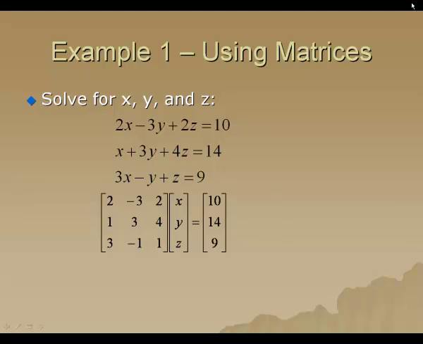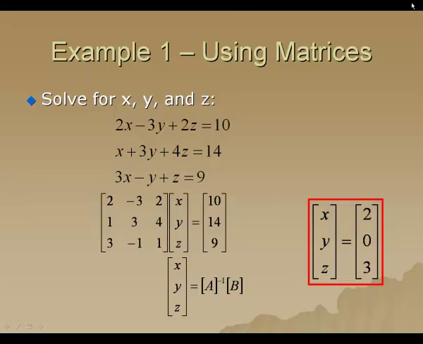Now to solve for x, y, and z, you want to do A inverse times B. Take a minute to enter matrix A and matrix B in your calculator and do A inverse times B to solve for x, y, and z. You should get 2, 0, and 3. Check your answer. Pause the video until everybody gets caught up to make sure you can get 2, 0, and 3. 2 is x, 0 is y, 3 is z.